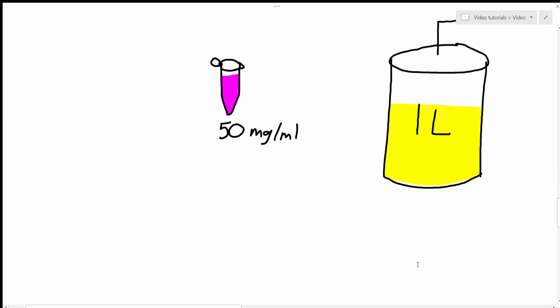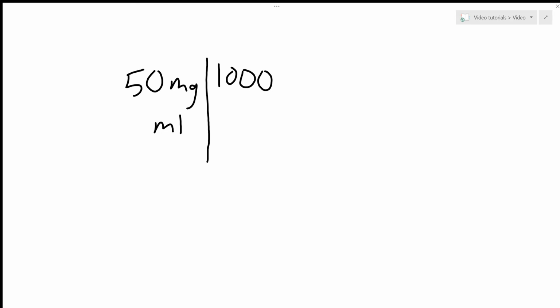To calculate the kanamycin concentration, we simply have to cross out the units. That is 50 mg per mil of kanamycin times 1,000 milliliters in a liter. That accounts for the volume unit there.